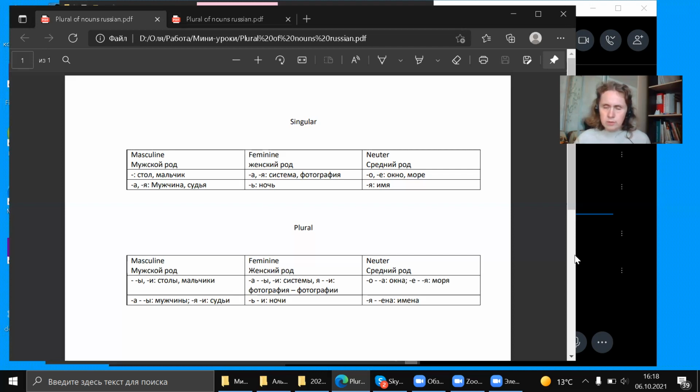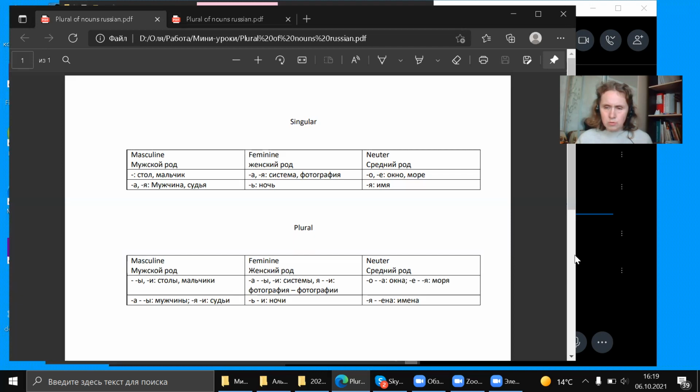Okay, now there is one more group of feminine nouns that end in a soft sign. And an example of these nouns is noche. If you know Spanish, noche, that's very similar. It's a night.